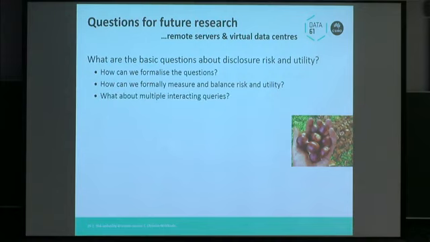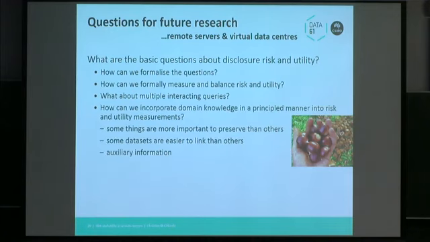What about multiple interacting queries? It's typically one that statistical disclosure control has dodged until now. Typically, there are some exceptions. How do we incorporate domain knowledge in a principled manner into risk and utility measurements? So at the minute we don't distinguish between different types of data sets, different variables, auxiliary information. We kind of treat everything the same.